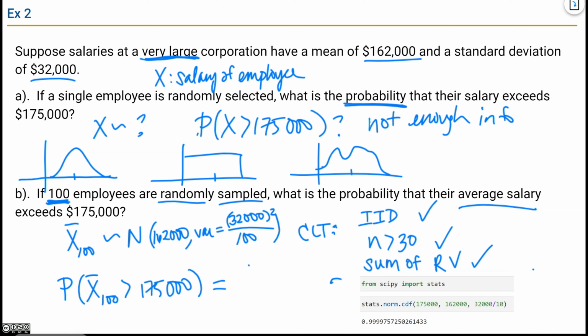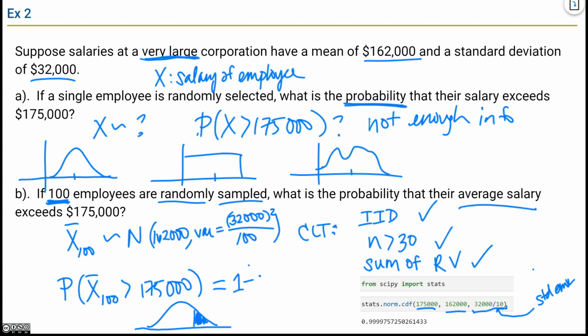So notice when I pop this into Python, basically I have a normal distribution. I want the probability that it's greater than this value of 175,000. So I'm going to do 1 minus the CDF. So I want to do 1 minus stats.norm.cdf. I'm putting in 175,000. My mean is 162,000. Then remember, the trick is that the input to stats.norm needs to be your standard deviation, or your standard error here, not the variance. So that's why I did 32,000 divided by 10.